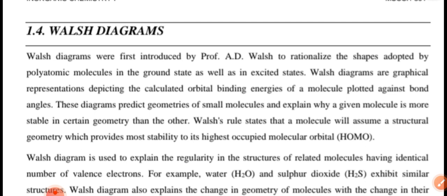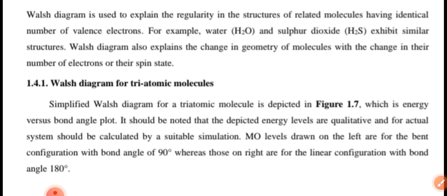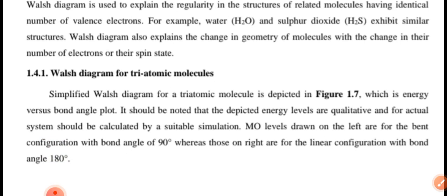This diagram predicts the geometry of small molecules and explains why a given molecule is more stable in certain geometry than the other. Walsh rules state that a molecule will assume a structural geometry which provides more stability to its highest occupied molecular orbital, HOMO. Walsh diagram is used to explain the regularity in the structure of related molecules having identical number of valence electrons. For example, water and sulfur dioxide exhibit similar structure.